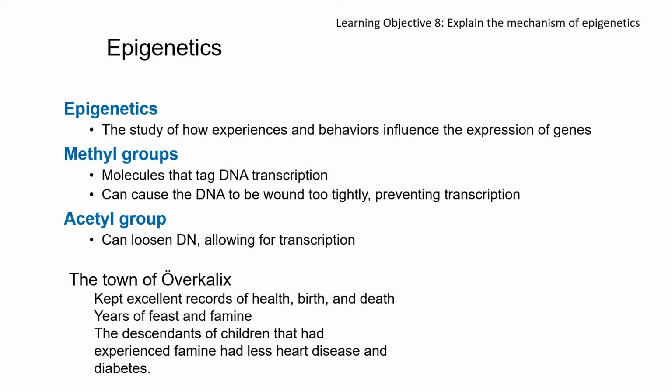Methyl groups can cause DNA to be wound too tightly, and this prevents transcription. The DNA is wound so tight that it can't split apart, amino acids can't bind to it, and proteins aren't formed. That section of DNA basically becomes inactive. Acetyl groups, though, can actually loosen DNA, and this allows for transcription.